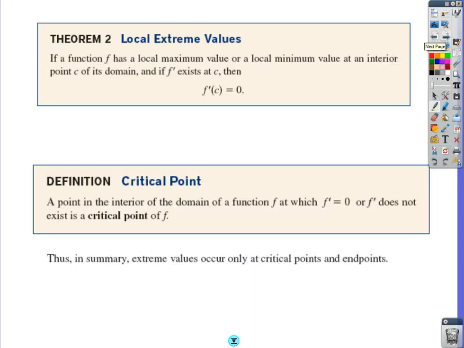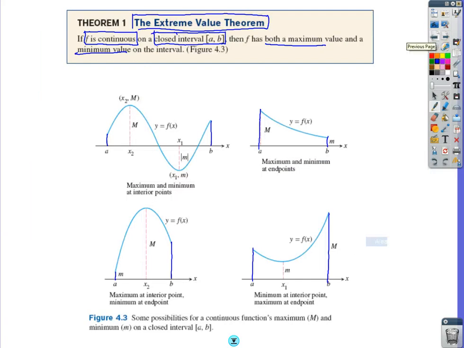The other one is, what about local maximums and local minimums? Well, I can say if a function has a local maximum or a local minimum, and that local max or local min is an interior point, so let's take a look at that. Don't ignore the endpoints here, but look at just the interior points. When I'm at my interior points, look at my slope. My slope for every single one of these is 0.